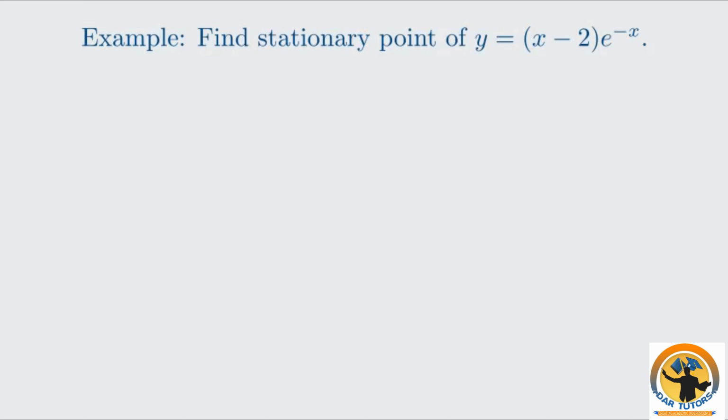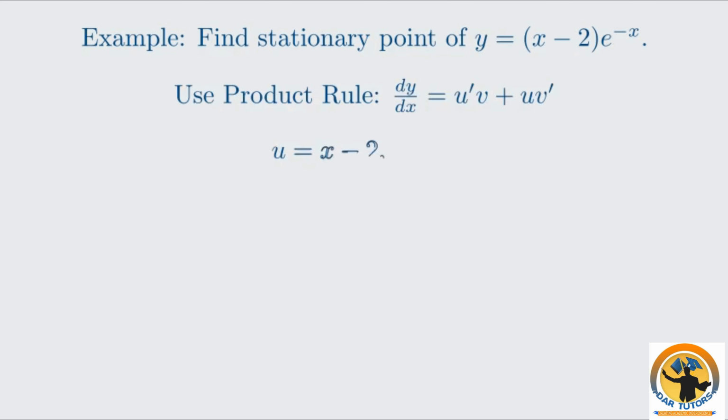Let's work through another example, this time involving an exponential function. We'll find the exact position and nature of the stationary point of y equals the quantity (x minus 2) times e to the power of negative x. We need to find the derivative dy/dx using the product rule. The product rule states that the derivative of u times v is u prime v plus u v prime.